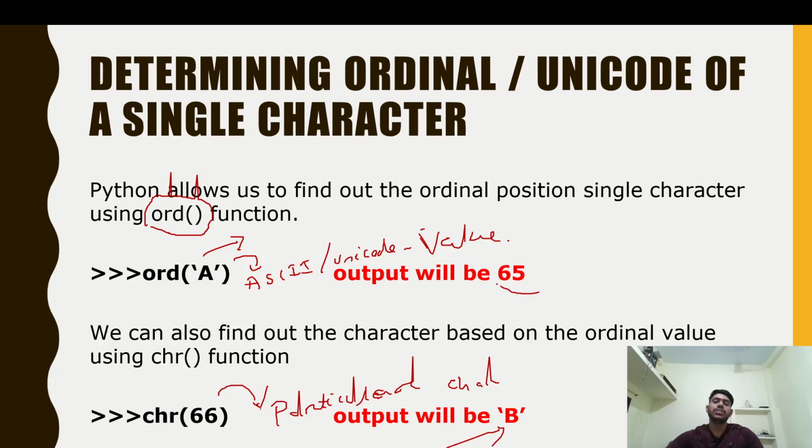Okay. So, this is 65, and you can see 66, the output will be B. Clear my point now? How to determine? There are two functions, one is the ord function, one is the chr function. In the ord function, they are going to evaluate the value of this particular character, and here they are finding out the character from this particular value.